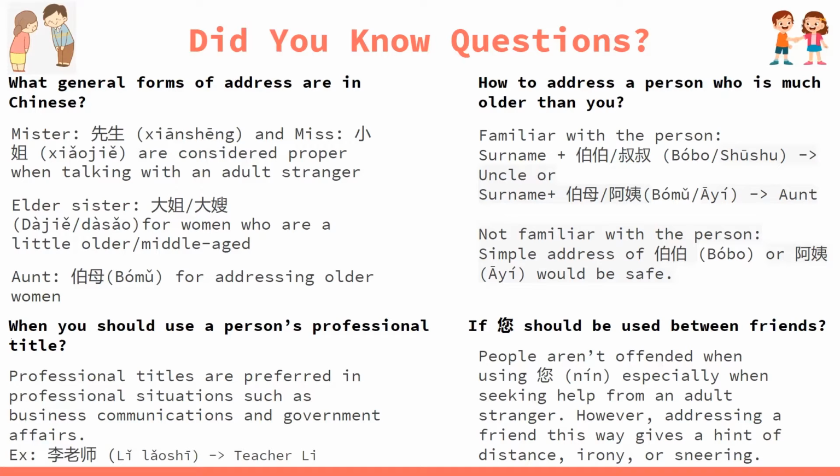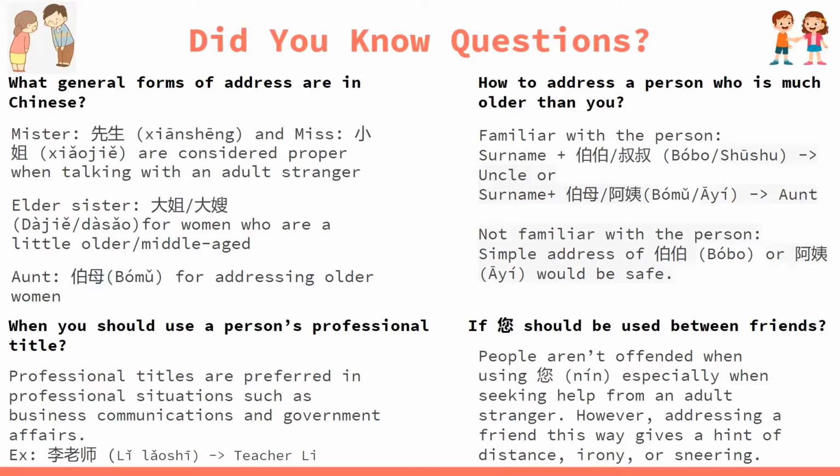And the second question, when should you use a person's professional title? Professional titles are preferred in professional situations, such as business communications and government affairs. And to address them, you would start with their surname followed by their profession. For example, 李老师, which means teacher Li.